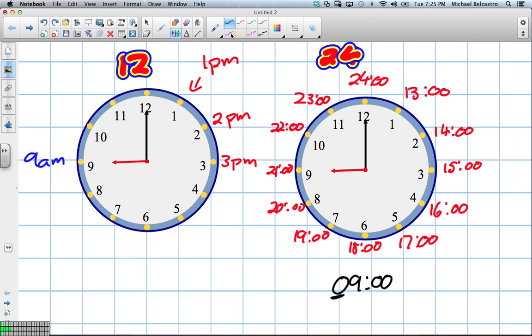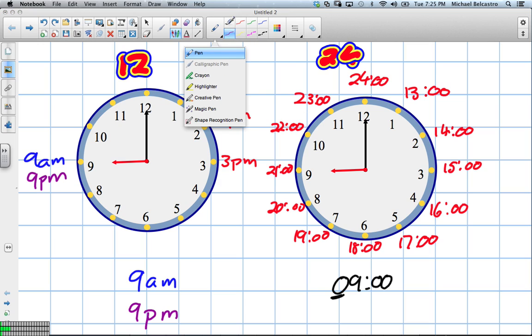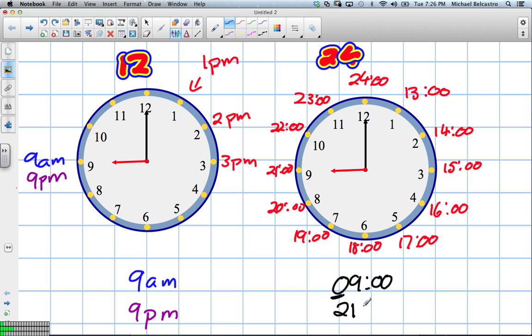But what would 9 p.m. be? This is the equivalent of 9 a.m., but if we were to do 9 p.m. on a 24-hour clock, what would our time be? The time would be 21. And why do they call it 2100? Why do they use that term? Because there are 2 zeros, as if it's 100. Now we know seconds aren't measured in hundreds, so it's not very accurate, but that is a term they use.